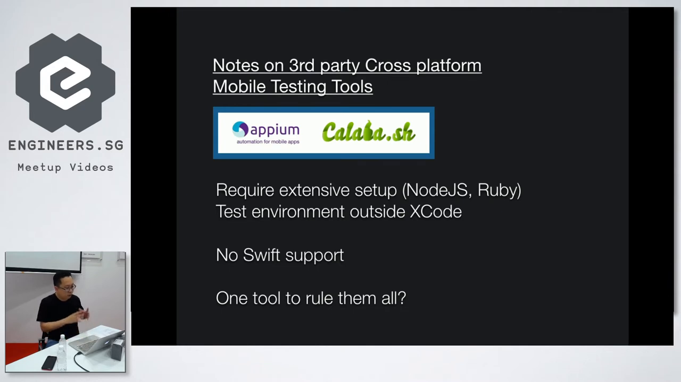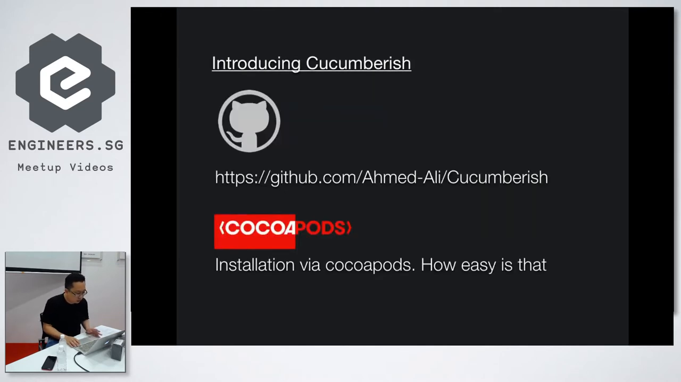So with these questions that I've asked, and the notes on cross-platform tools, and the opportunity to bring BDD straight into iOS development, I would like to introduce to all of you Cucumberish. Cucumberish is a CocoaPod library that allows you to just drop feature files straight into Xcode and run them just like XCUnit or XCUITest. So here is the GitHub repository for Cucumberish. This is the URL. And its author is Ahmed Ali. He's currently a software engineer at Facebook.